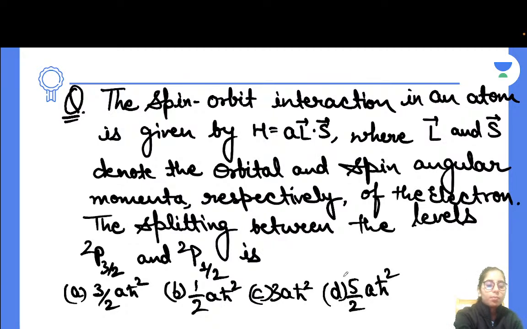Let me know what the right answer is according to you. Whatever is the right answer according to you guys, you can just mention it.